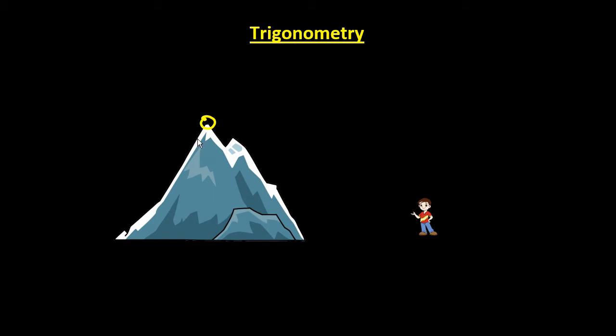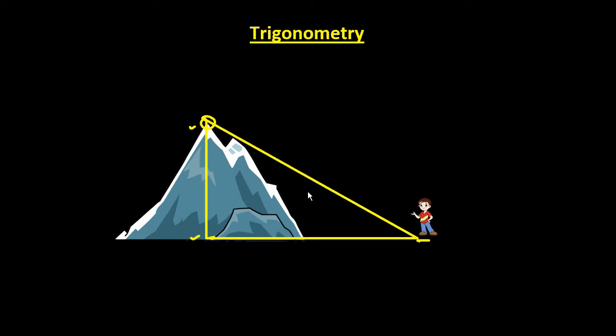If you observe, there are 3 points: top of mountain, foot of mountain, and the boy. Now, join these 3 points. So, we get a three-sided closed geometrical figure called triangle. We can measure heights, distances, and slopes using some principles and techniques of triangles. These principles and techniques are studied under a separate branch of mathematics called trigonometry.